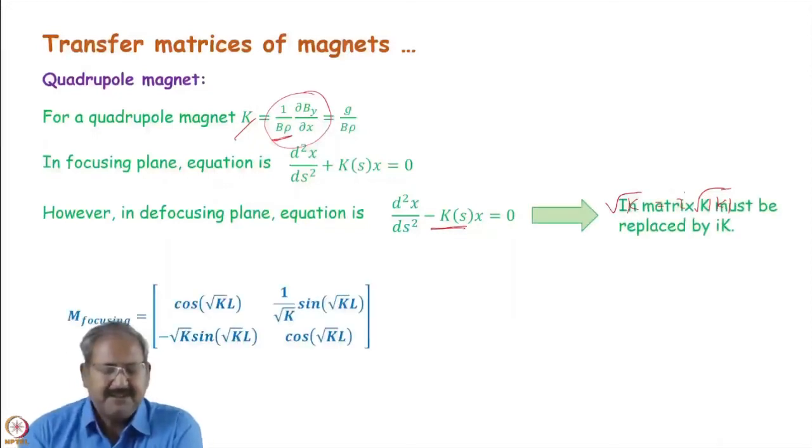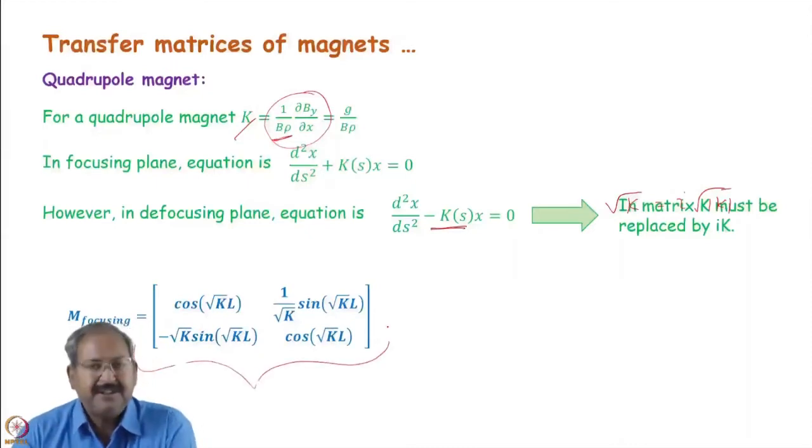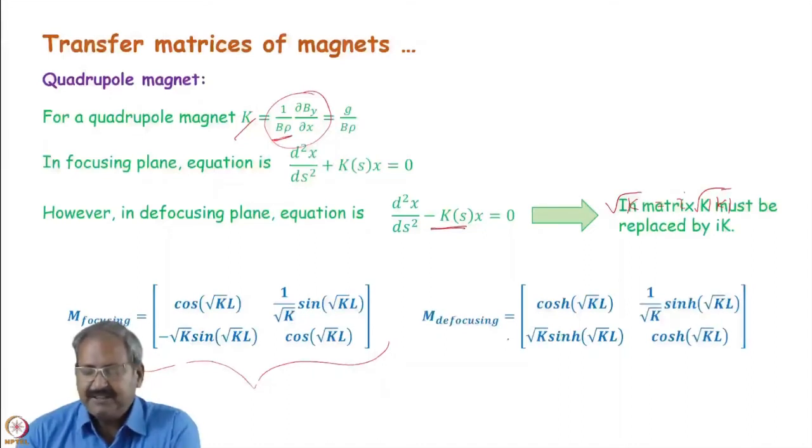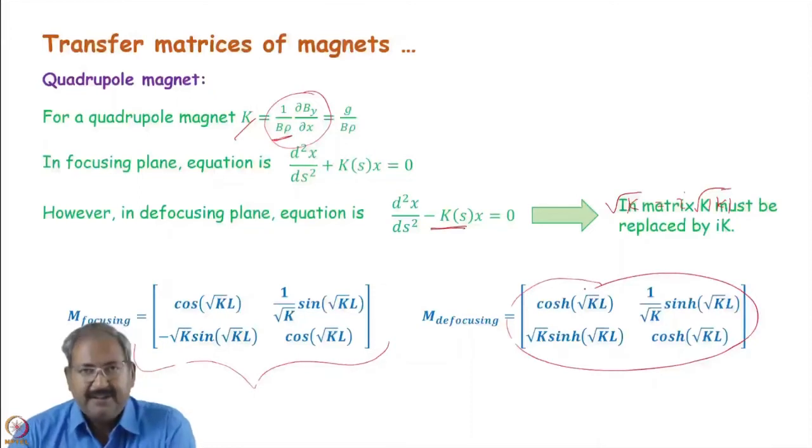So in the focusing plane, the matrix is exactly the same as we have obtained, and in the defocusing plane we have hyperbolic functions. In accelerator jargon, when we say this is a focusing quadrupole, we generally refer to the horizontal plane. If a quadrupole is focusing in the horizontal plane, it will be defocusing in the vertical plane. And a defocusing quadrupole means it is defocusing in the horizontal plane and focusing in the vertical plane. This is just the convention.